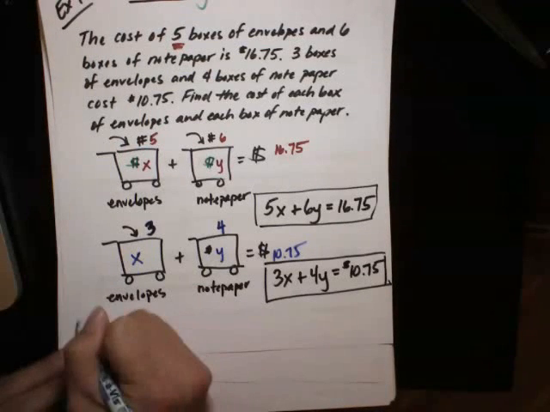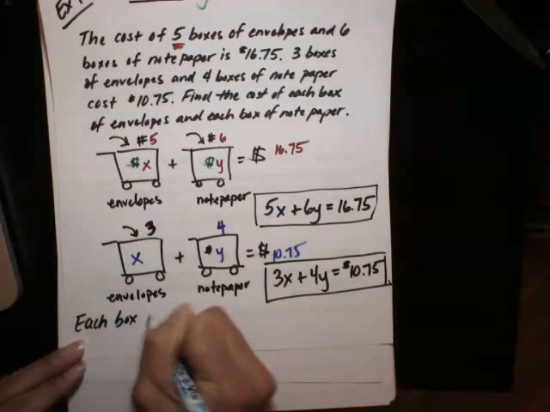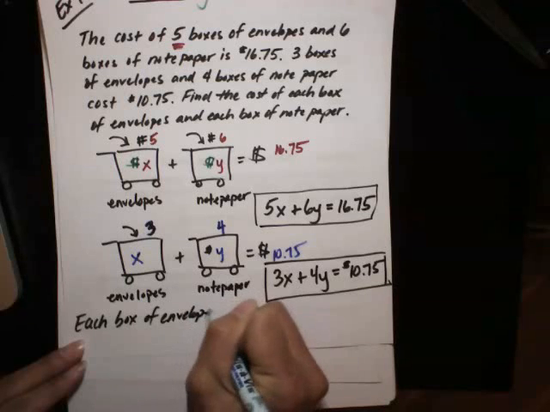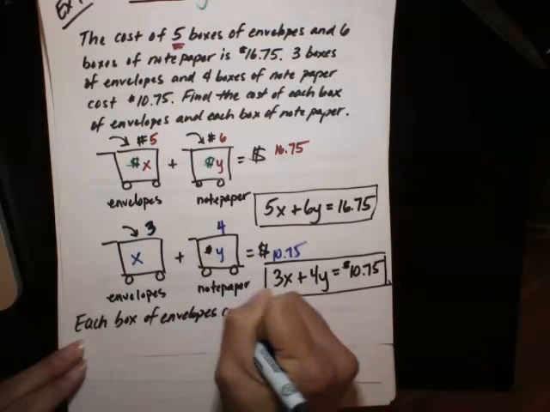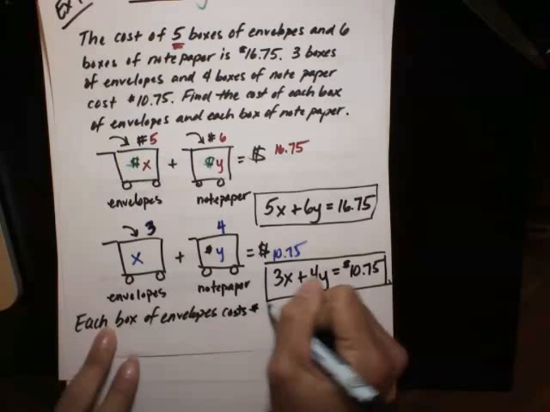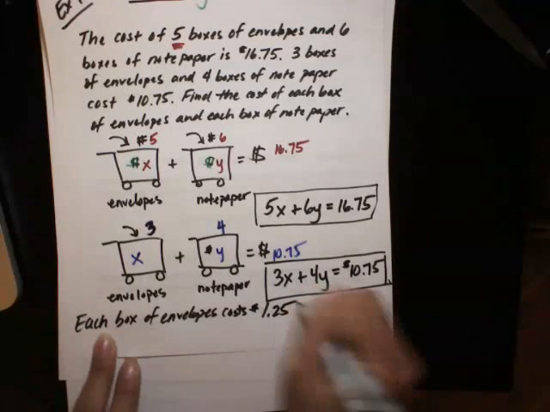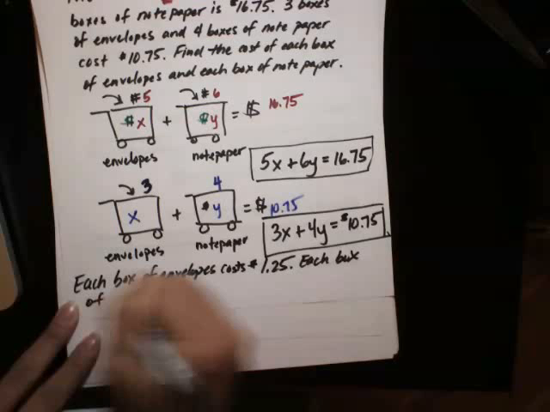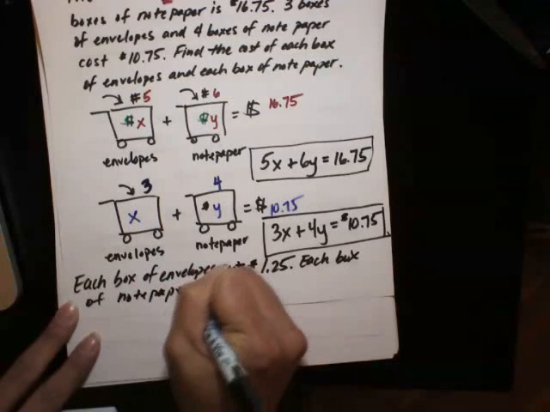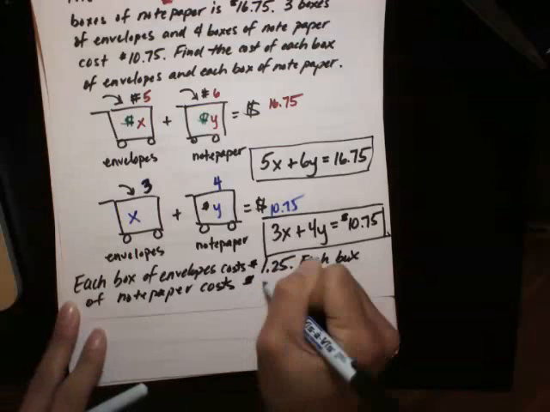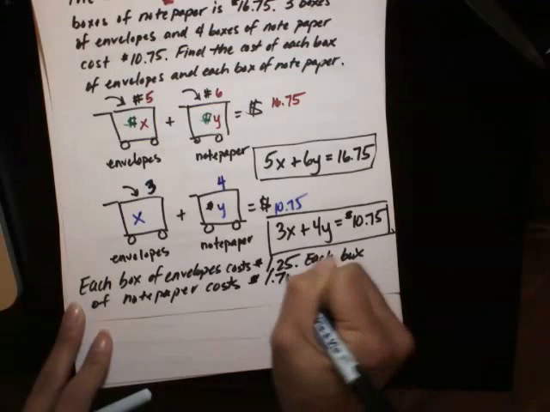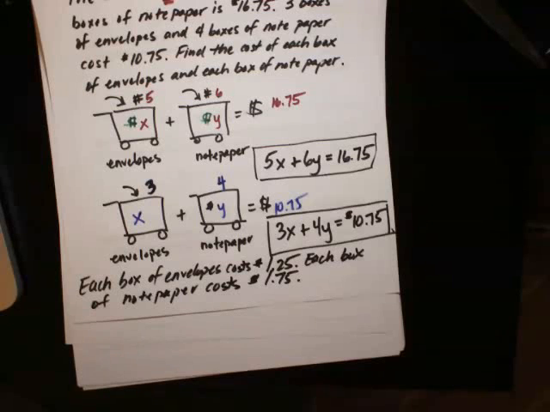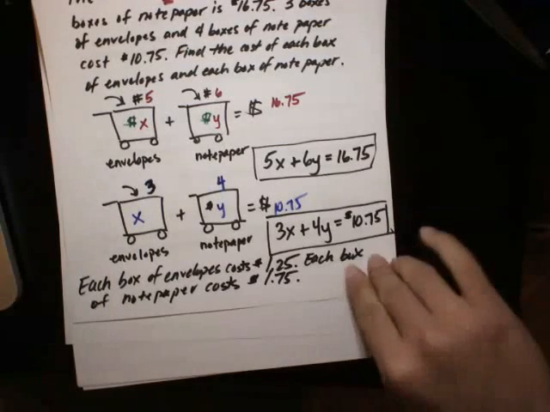I can say each box of envelopes is X. So I know that when I solved for X, it was $1.25. And each box of note paper costs $1.75. Okay, make sure that we answer the question that is being asked at the very end. Okay, you will have another example to work with.